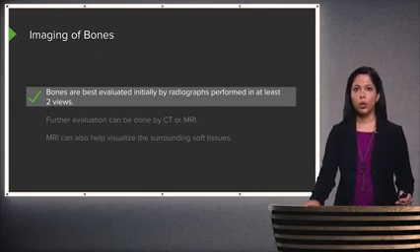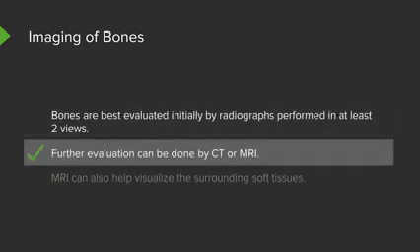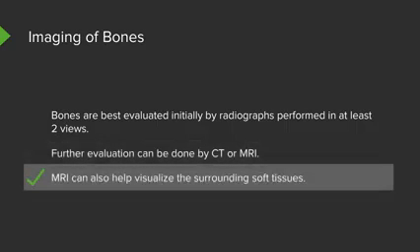So when you're imaging bones, the images are best evaluated in at least two different projections. And again, it's because you're taking a look at a 3D structure using a 2D image. If the radiograph isn't telling you what you need to know, then you further evaluate this with CT or MRI. MRI is also very useful in visualizing the surrounding soft tissues.